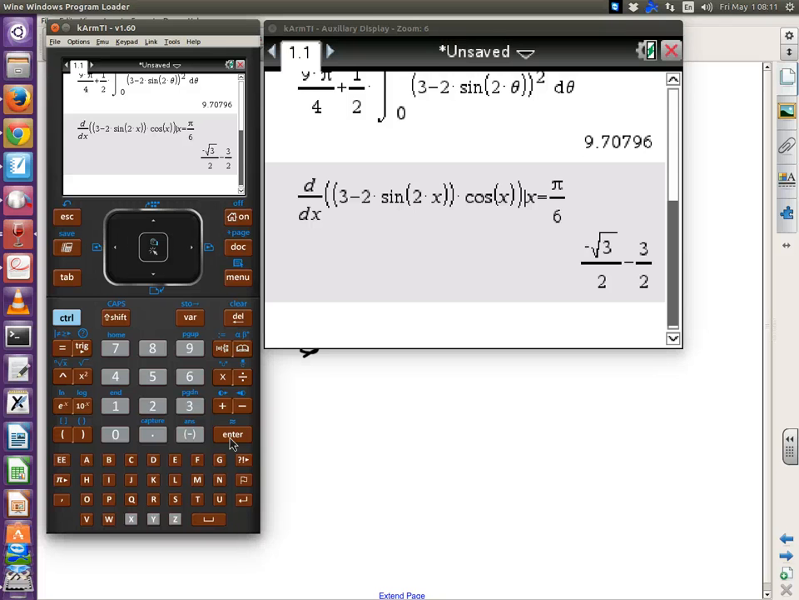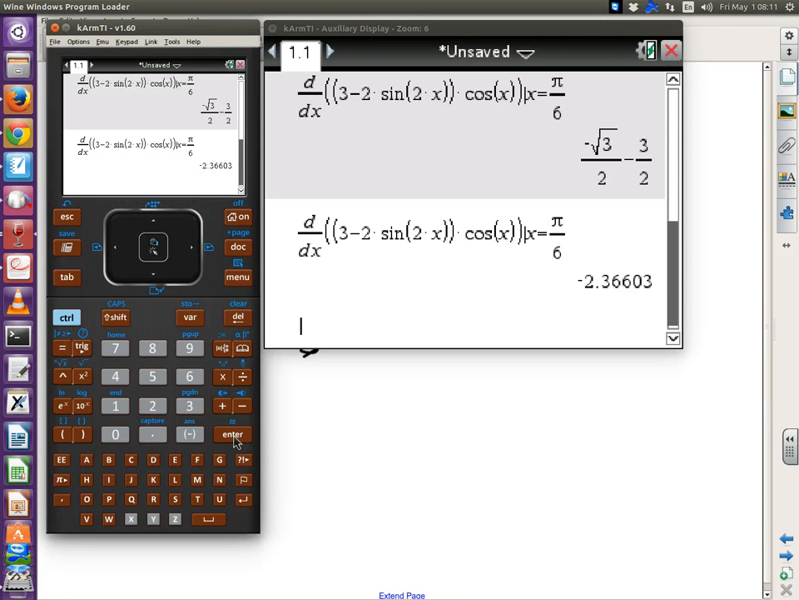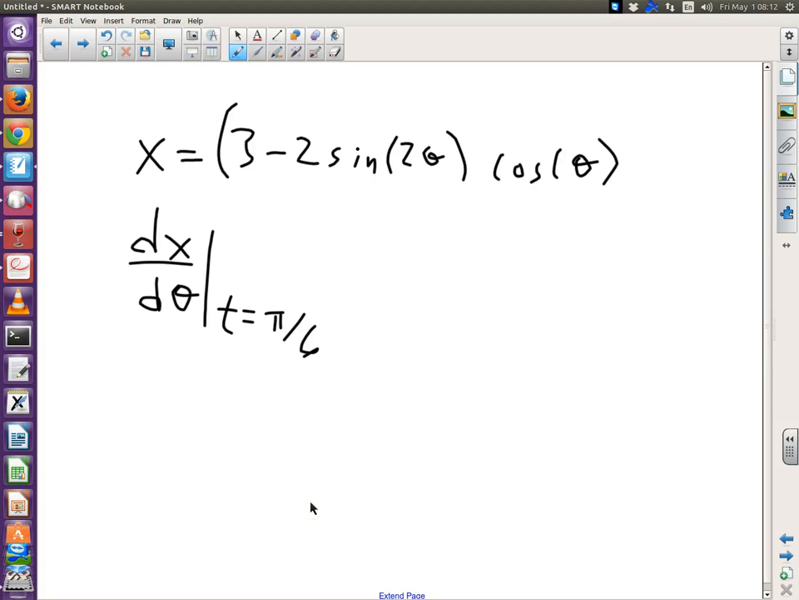But if you want a decimal, you get negative 2.366-ish. Yep, that's right. Okay? So that's all you have to write. It's approximately negative 2 point, no, that's a negative 2 point, what did I get? 366? You want to write it as an exact answer? There's no reason you can't, I guess.